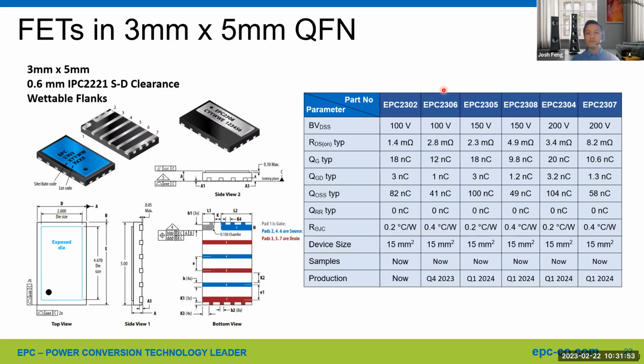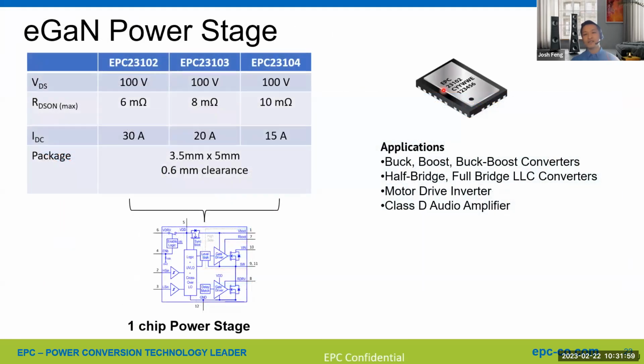Now, we talk about CSP, we talk about QFN. Some customers ask, do you have any options to enable even higher switching frequency or make layout easier? Do you have a power stage? Yes, we do, and we have samples available. We call it the 2310X family: 102, 103, 104. Again, like the previous QFN portfolio, they are 100% footprint compatible.